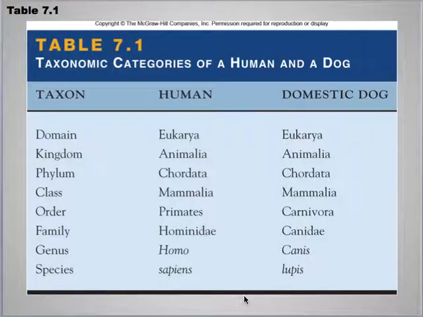So for Homo sapiens, you have listed domains, the kingdom, phylum, the chordata, those are those with the notochord. Class, mammalia, they belong within the primate order. Family, Hominidae. Genus, Homo, species, sapiens. So you see Homo sapiens grouped together as the species. And then we see the same thing over here for dogs.